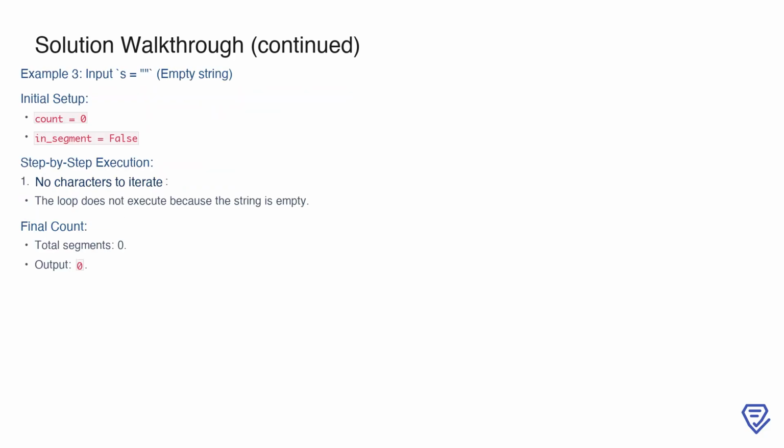Lastly, let's consider example 3, where the input is an empty string, s equals "". Here, we initialize count to 0 and in_segment to false as usual. However, since the string is empty, there are no characters to iterate through, and the loop does not execute. As a result, the total number of segments remains 0, and the output is 0. This example highlights that an empty string contains no segments by definition.